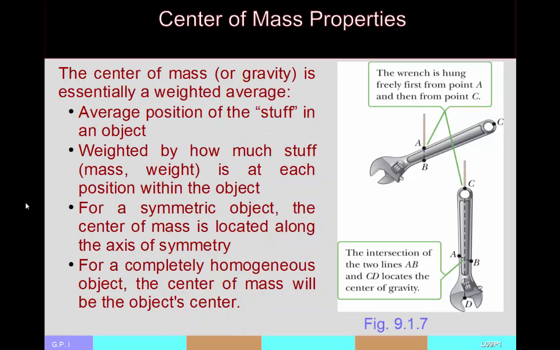So what the center of mass is actually telling you is you could think of it as the average position of all the mass in the object. The average position of the stuff that makes the object up. And it's a sort of weighted average, and it's weighted by how much stuff or how much mass is at each position within an object. So if you have a symmetric object, then the center of mass is located along the axis of symmetry.